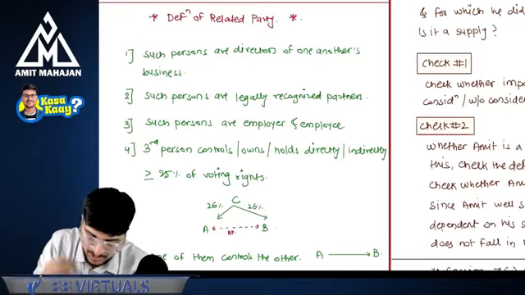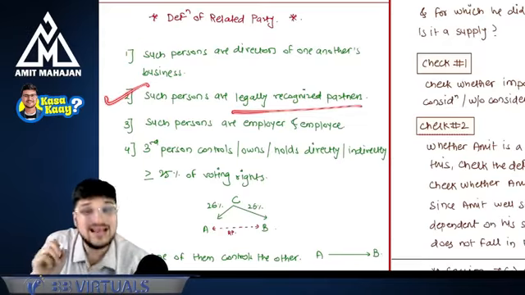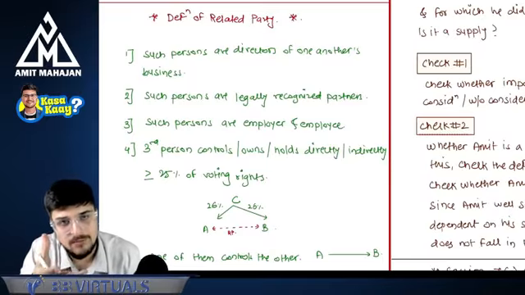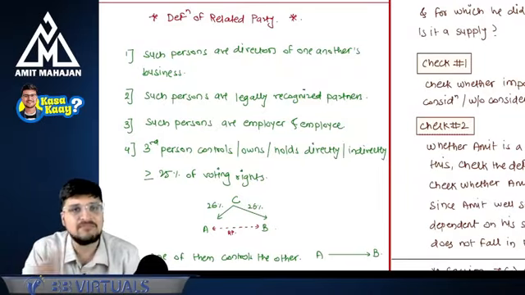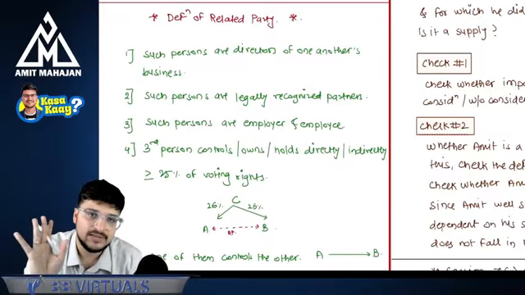Number two, such persons are legally recognized partners, which means there is a partnership firm and there are five partners. All the five partners are related parties to each other.